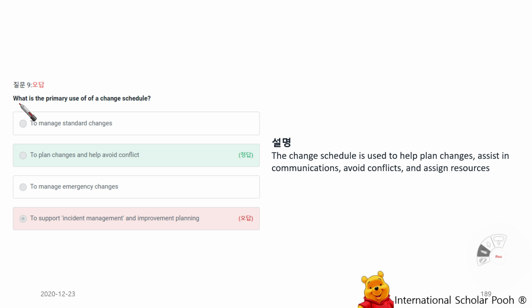What is the primary use of the change schedules? To plan change and help avoid the conflict. To support the incident management and improvement planning. The change schedule is used to help plan changes, assist in communications, avoid conflict, and assign the resources.